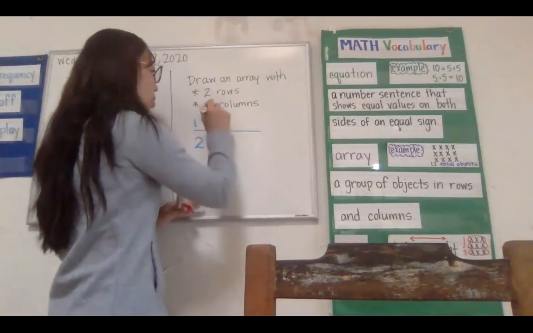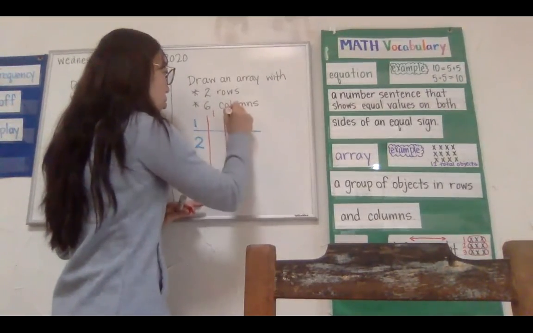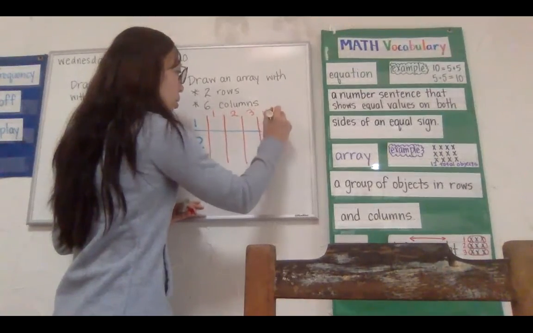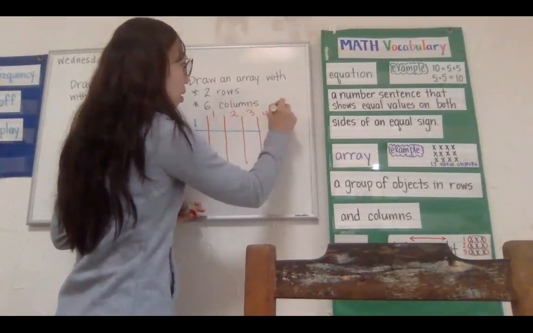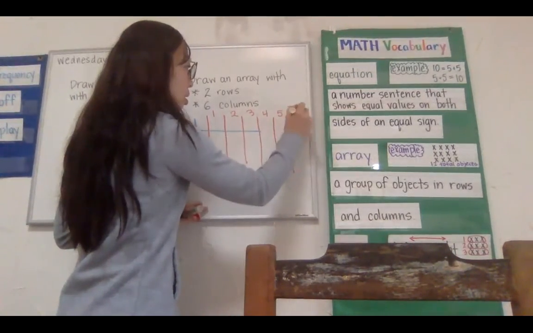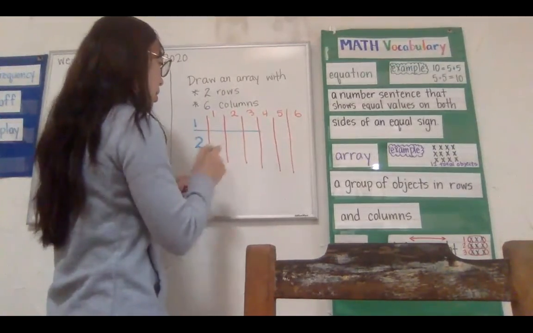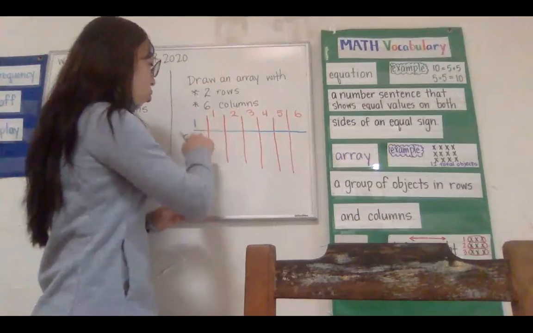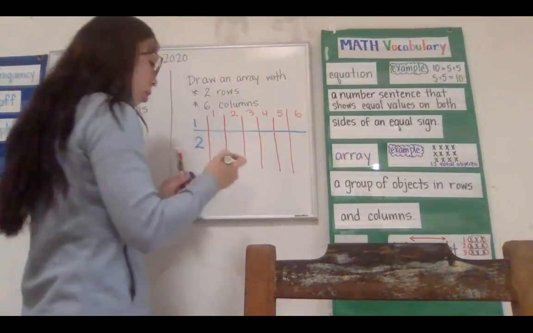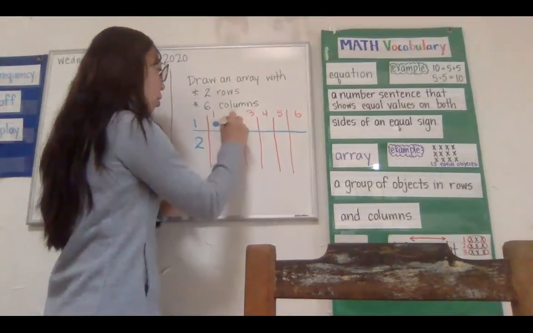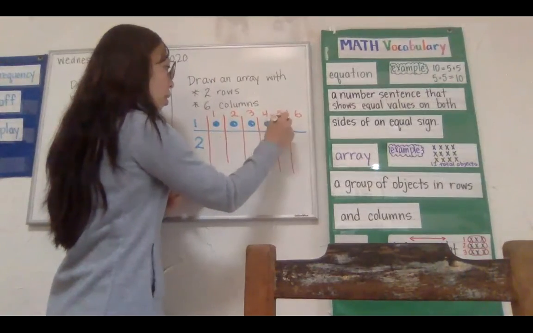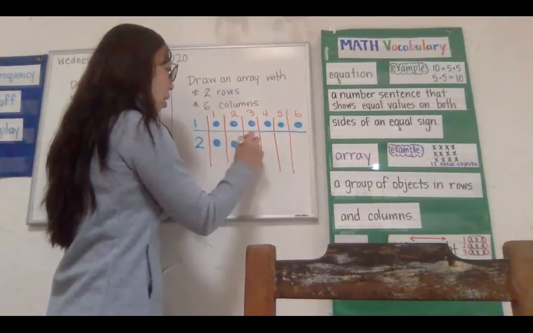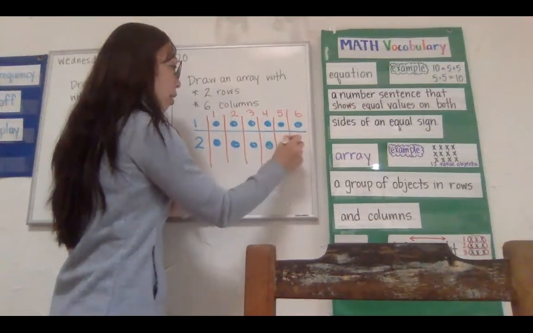Here they go. So I want 1 column, 2 columns, 3 columns, 4 columns. Uh-oh, I ran out of space over there. That's okay. 5 columns, 6 columns. Okay, so now I'm going to extend this here because I'm going to show that's what I'm creating. 2 rows and 6 columns. So now I can draw them in. I have 1, 2, 3, 4, 5, 6, 7, 8, 9, 10, 11, 12.